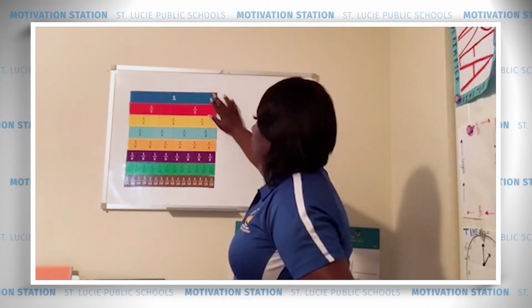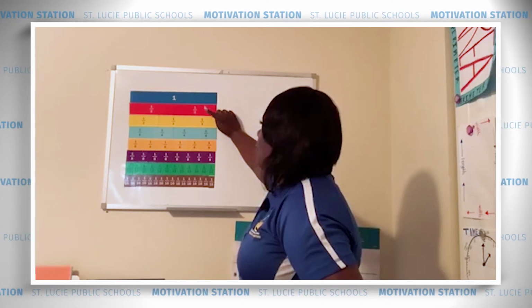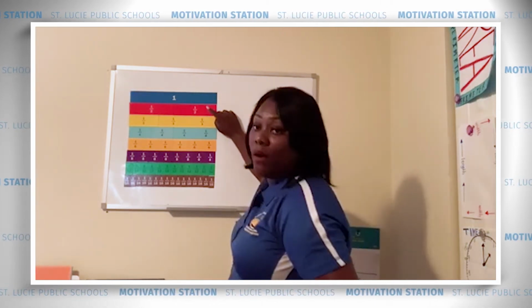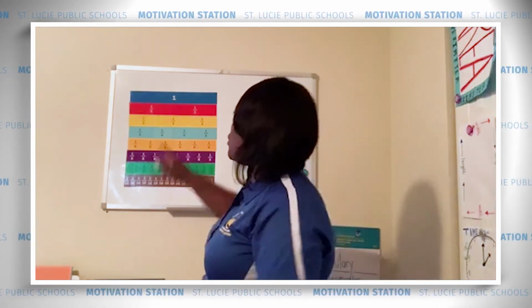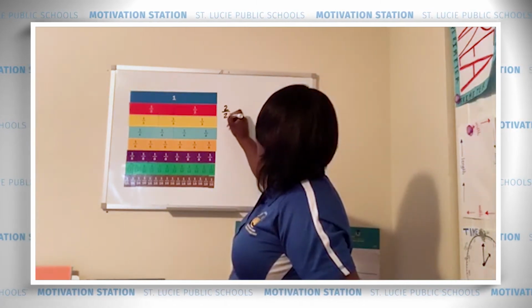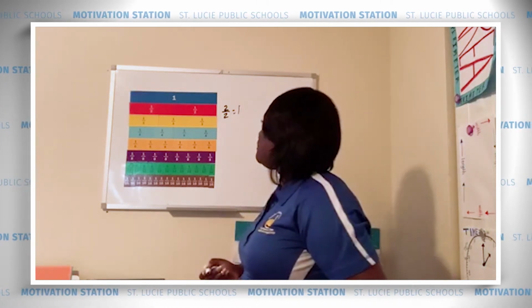So the royal blue strip is our whole. Then we have our halves. The halves are two parts, and you need both parts to get the length of the whole. So 2 halves is equivalent to 1. And let's see what this looks like. It looks like 2 halves is equal to 1.